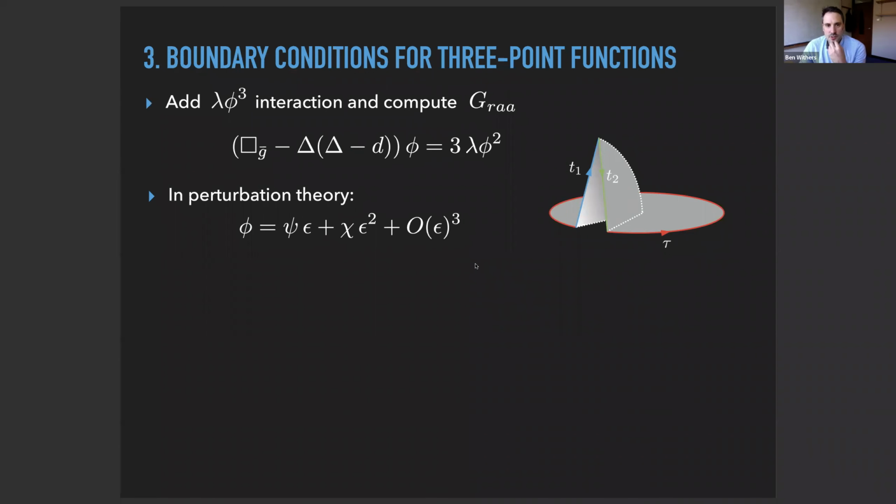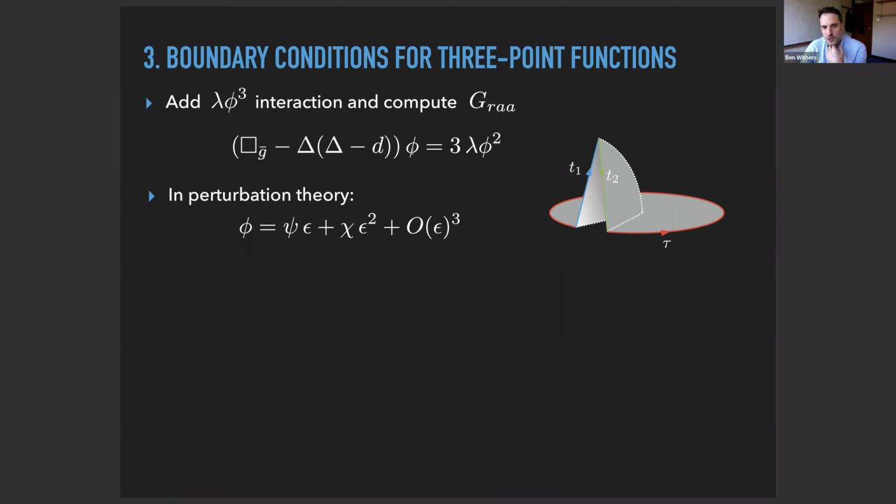So for 3-point functions, there's an analogous computation. For the 3-point functions we're interested in, we'll just take the bulk model of Einstein scalar, and we'll add a lambda phi cubed bulk interaction as a simple model to work with. And we're going to compute this fully retarded 3-point function.